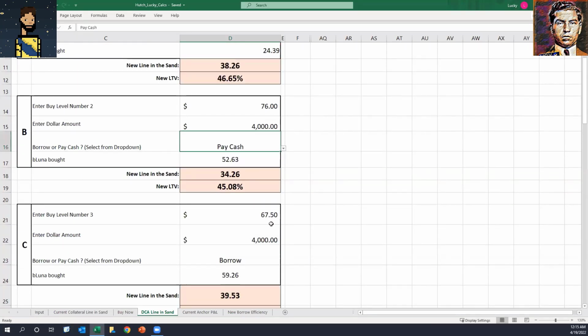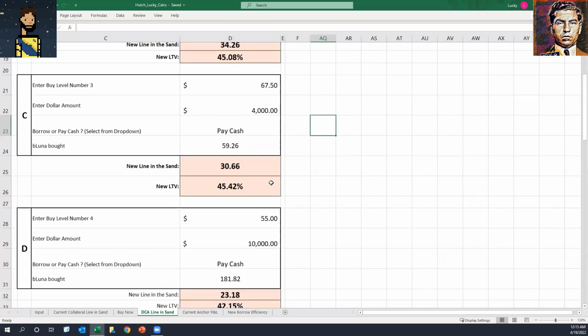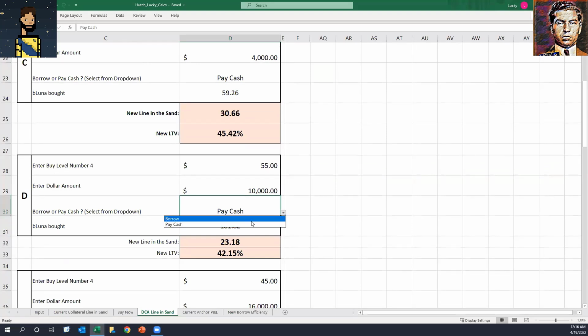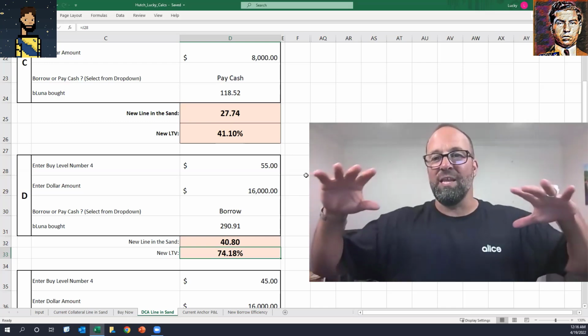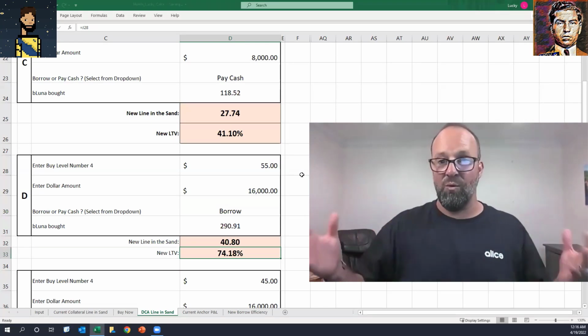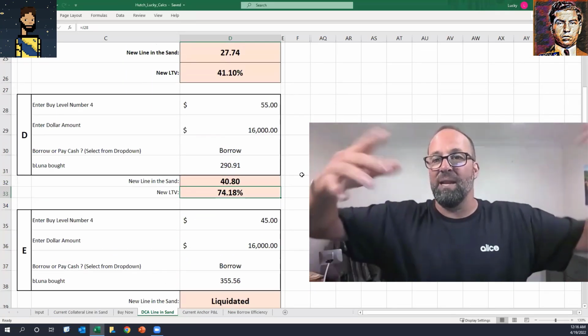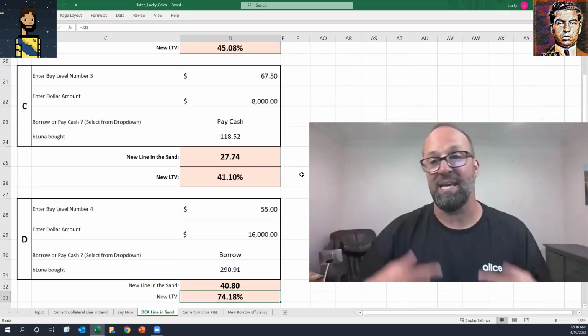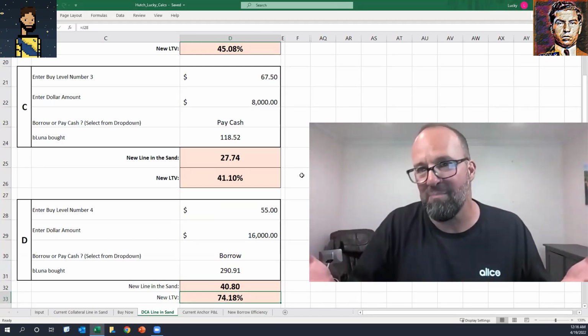Pay cash, pay cash. Because I think this is what Cephii does. This is what Cephii does. Actually, make that $8,000. Make that a true martingale. And then we'll put $8,000 here. And then now make that 16, but borrow. And borrow. You're at a $40 line in the sand with a 74% LTV. And you're at least borrowing at the very bottom, which who knows if that's the very bottom, but at least at the bottom of your buys. And if you are going to borrow, that's probably the better place to borrow.